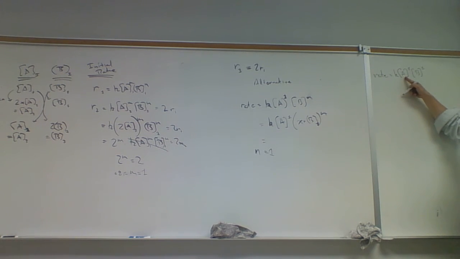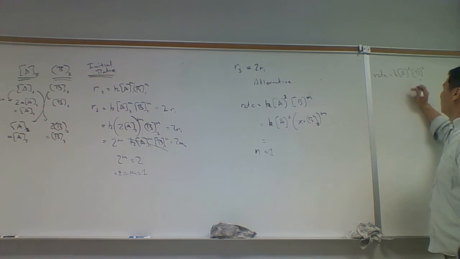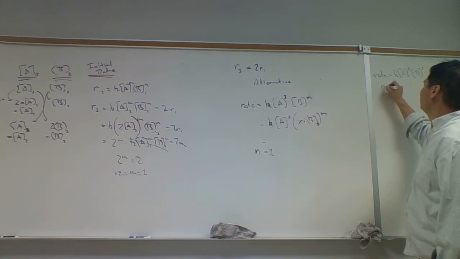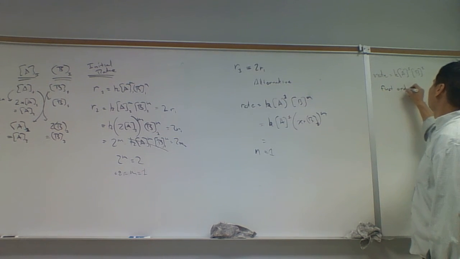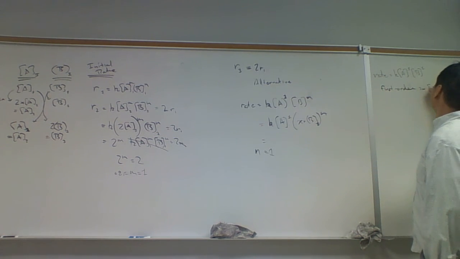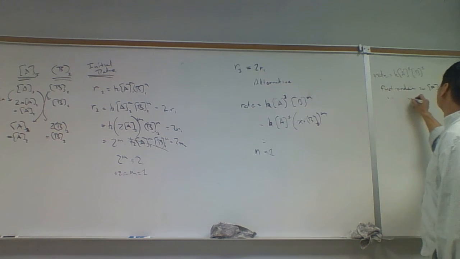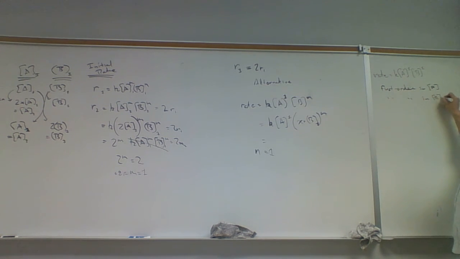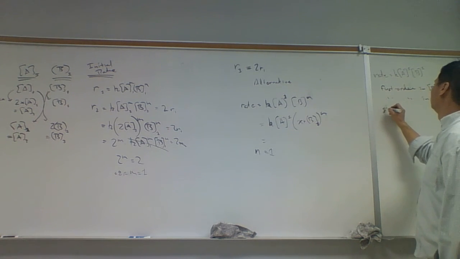So if I double A, the rate doubles. If I double B, the rate doubles. What happens if I double both A and B? If I double A and double B, the rate would go up 4-fold. The rate would quadruple. And so if I double both, then we're looking at the overall order. And so what we say is this is first order in A, first order in B, and second order overall.